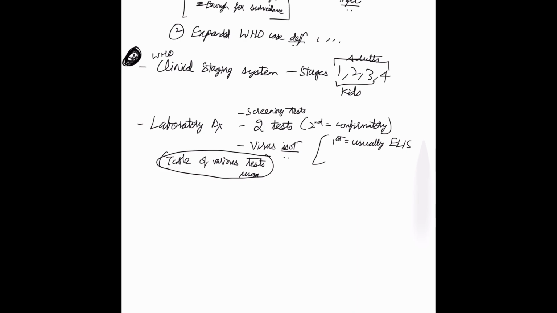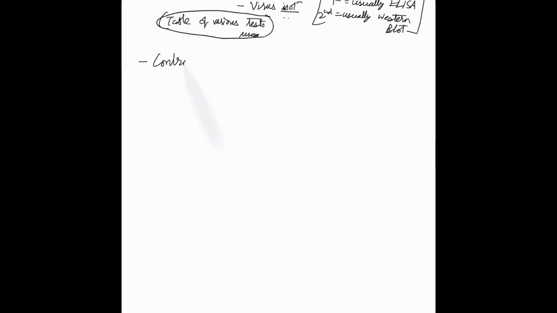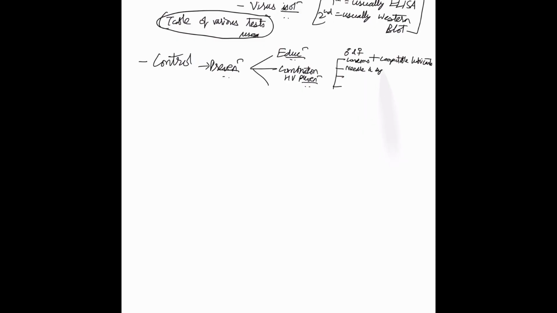Coming to the laboratory diagnosis, we have screening tests, and we have two tests that are usually performed. The second one is confirmatory. The first is usually ELISA, and the second confirmatory test is usually a Western blot, and also virus isolation. There's another table for various tests used to diagnose, which would be very helpful.